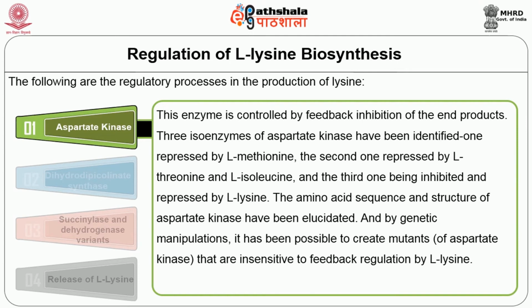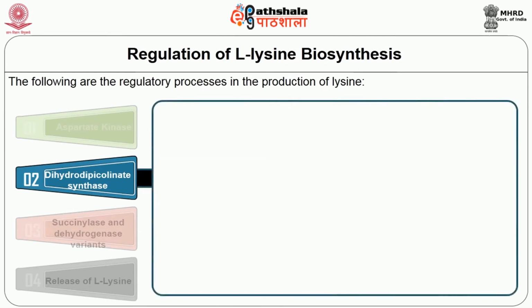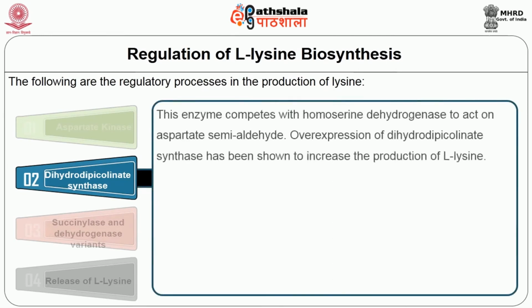The amino acid sequence and structure of aspartate kinase have been elucidated, and by genetic manipulations, it has been possible to create mutants that are insensitive to feedback regulation by L-lysine. Second important regulatory enzyme is dihydrodipicolinate synthase. This enzyme competes with homoserine dehydrogenase to act on aspartate semialdehyde. Overexpression of dihydrodipicolinate synthase has been shown to increase the production of L-lysine.